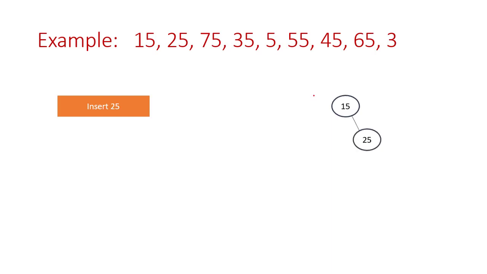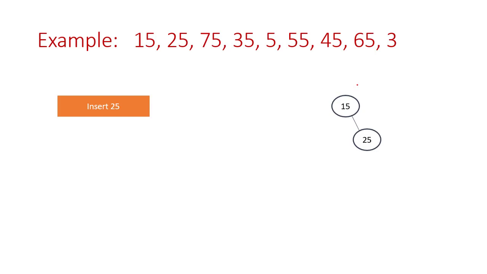Next insert 25. 25 is greater than 15, so it is inserted as the right child of 15. Now compute the balance factor. The balance factor of a leaf node is 0. The balance factor of 25 is 0, because we do not have any left child or right child for it. The balance factor of 15 is the height of the left subtree, 0, minus the height of the right subtree, which is 1. The balance factor is -1. So -1 and 0 are acceptable in the AVL tree, and we can go to the insertion of the next element.